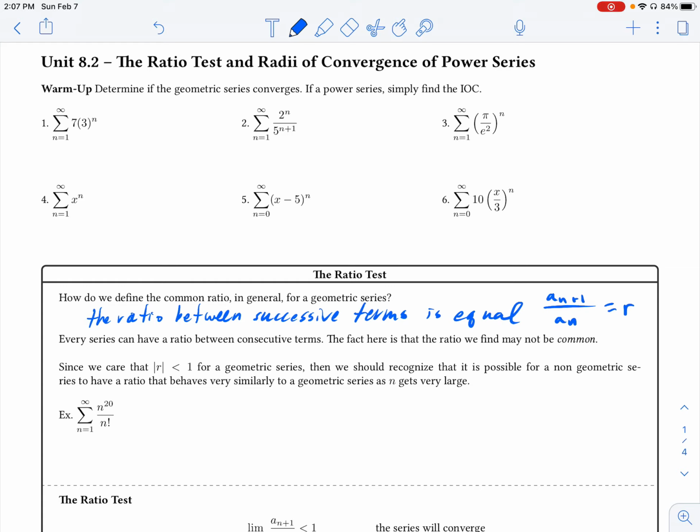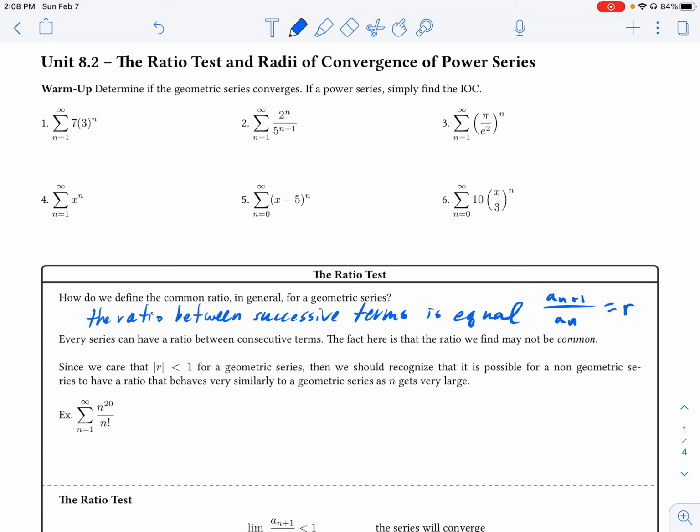Now, what we cared about was whether or not the absolute value of our common ratio is less than 1. We know that in a geometric series, when our common ratio is less than 1, then that particular geometric series converges. So we're going to use that logic and thought process to give us an intuition for what happens for non-geometric series.